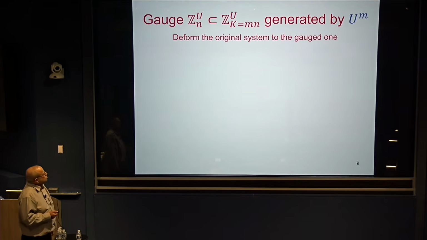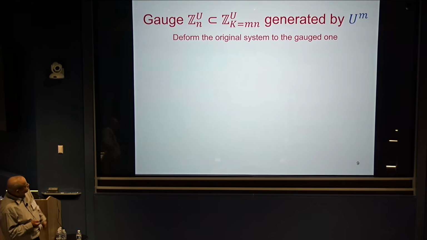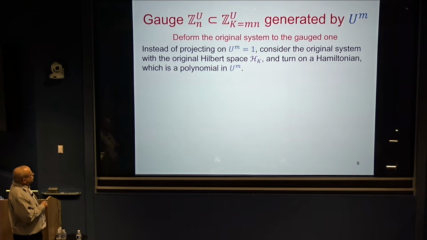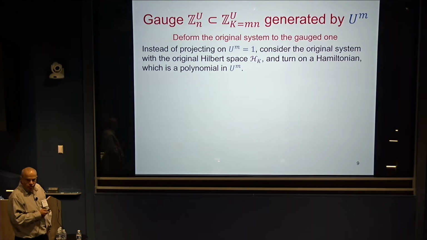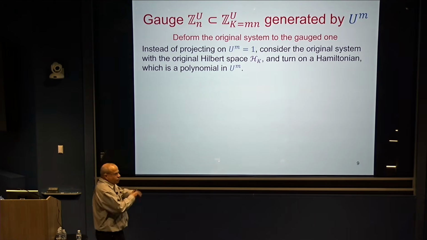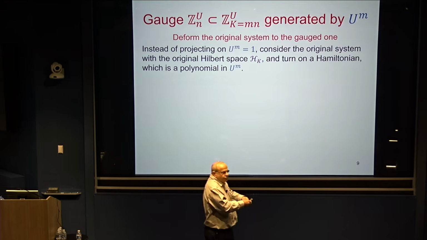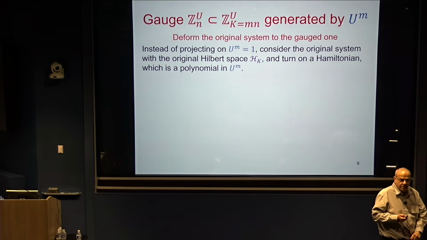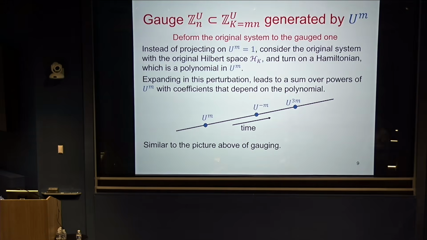Now, I'm going to do a slightly different version of the same problem. Take the same system, and instead of projecting on u to the m equals 1, I'm going to deform the Hamiltonian by some arbitrary polynomial in u to the m. So the Hamiltonian was 0 before, and now it's a power series in u to the m. It's a polynomial, because there aren't that many powers that we can have. And we can bring it down in power series from the exponent.